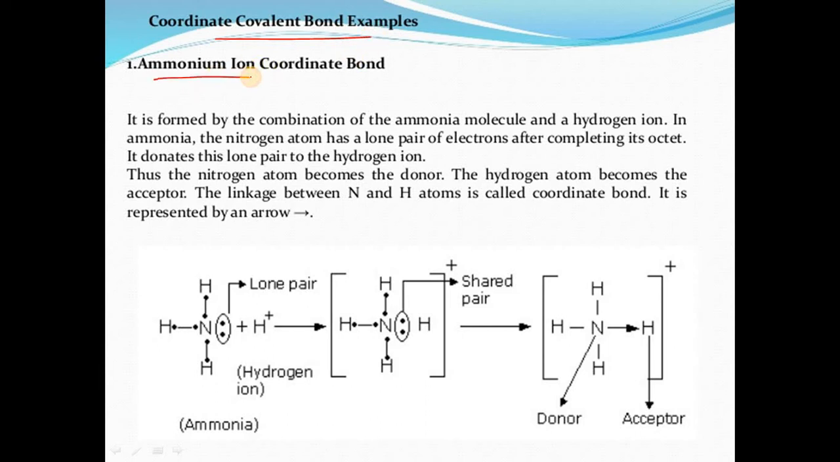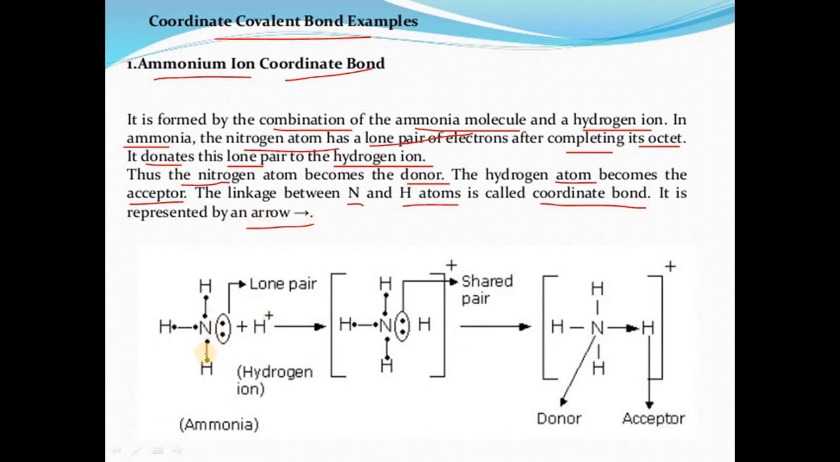First example is ammonium ion coordinate bond formation. It is formed by the combination of the ammonia molecule and hydrogen ion. In the case of ammonia, the nitrogen atom has a lone pair of electrons after completing its octet. So it is eligible to donate its lone pair to the hydrogen ion, which requires a lone pair of electrons to complete its doublet. Thus the nitrogen atom becomes the donor and the hydrogen ion becomes the acceptor. The linkage between nitrogen and hydrogen is called a coordinate bond, and it is represented by an arrow.